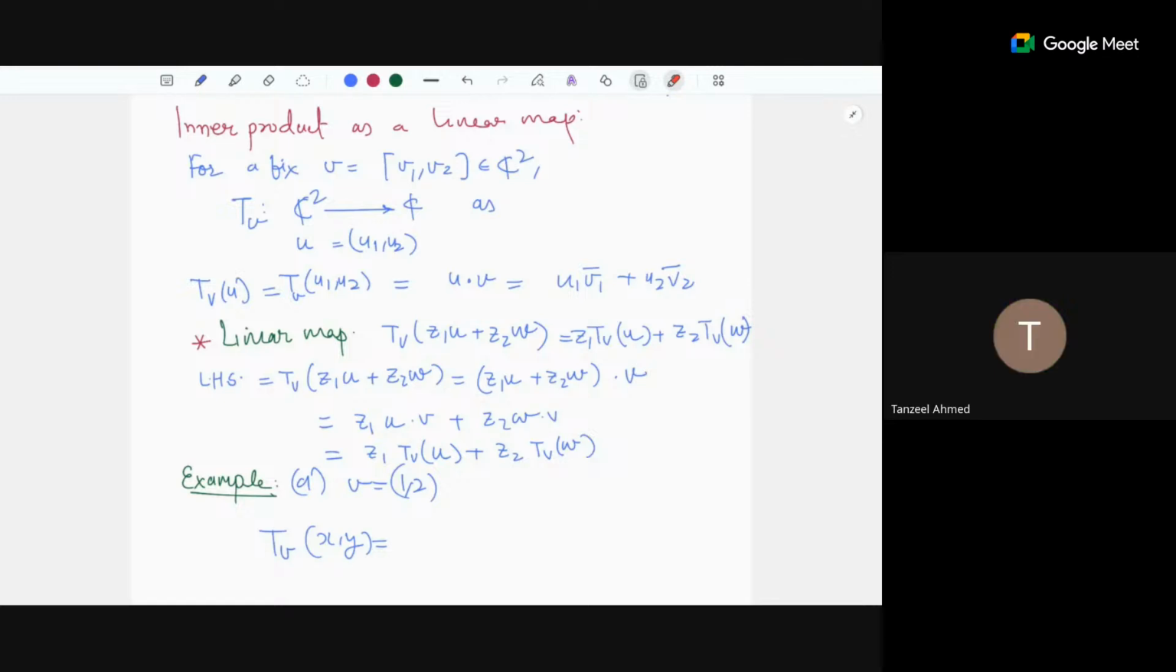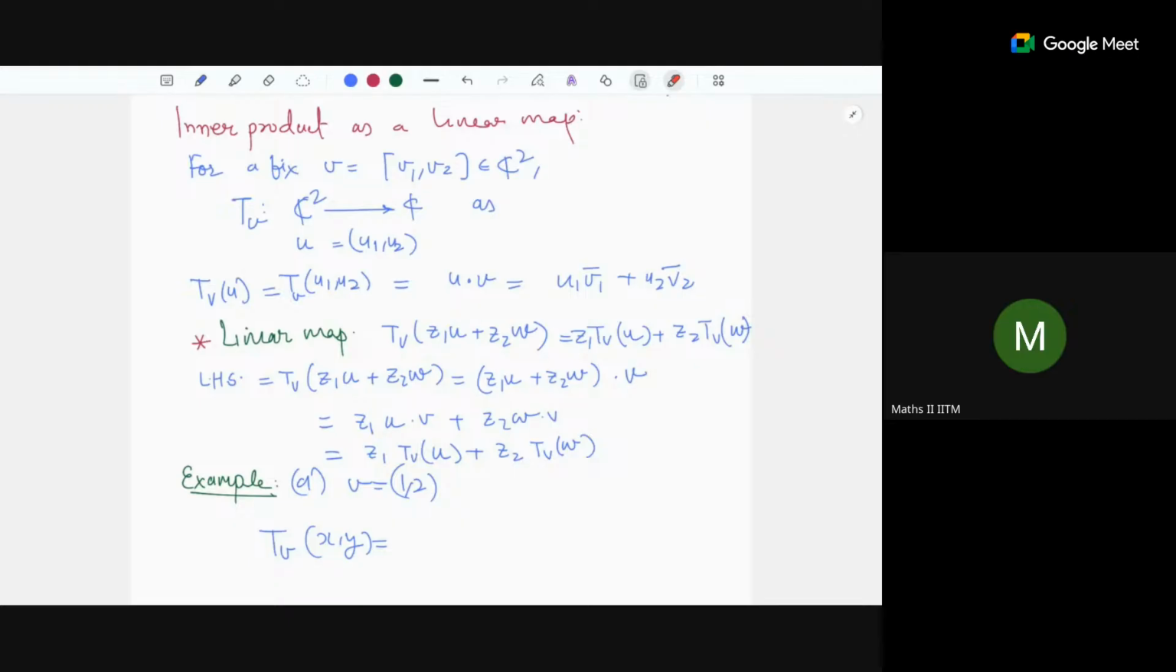And here, T_v itself is just the inner product with the argument placed first. T_v is important because there is only one variable. U is the variable, and v is fixed. That's why T_v. So the linear map depends on v because v is fixed, but u is varying.